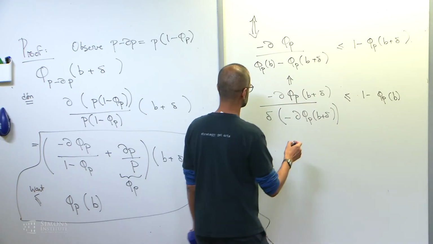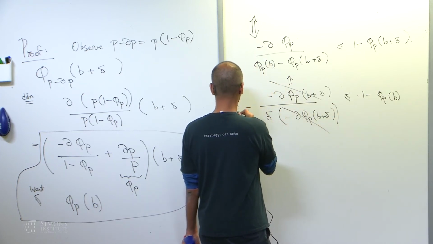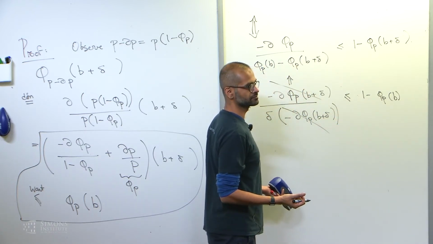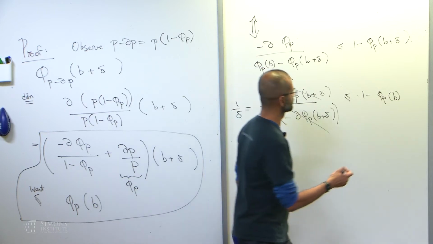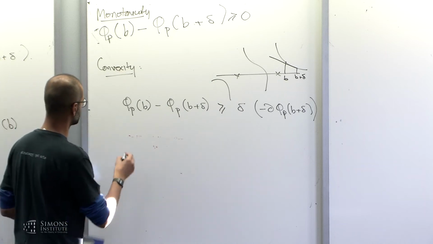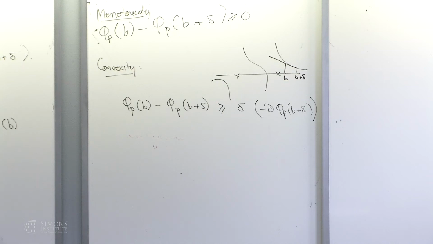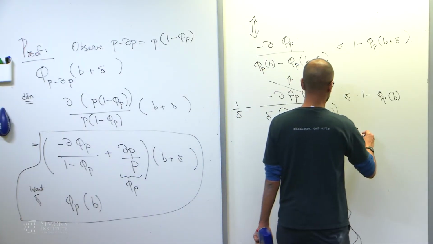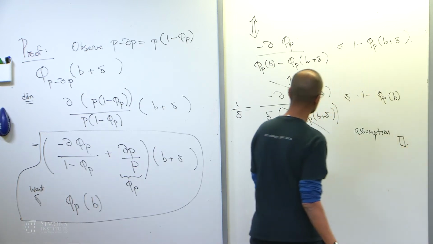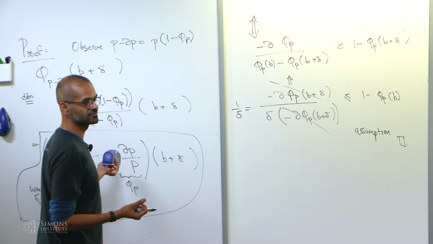Okay, but now these cancel. You get 1 over delta less than 1 minus the potential, which is the assumption in the theorem. I guess I shouldn't have erased the statement of the theorem, but the assumption in the theorem was that the potential is less than 1 minus 1 over delta. This is the assumption. Okay, so that's the entire proof. It's just these 4 lines.